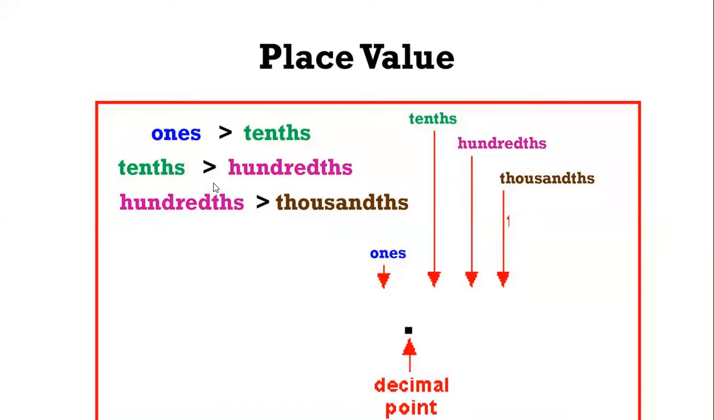In support of this, I would like to give some examples. 32.86. 3 in the tens place becomes 30. 2 in the ones place will become 2. Decimal is already there. 8 means 8 by 10. 6 means 6 by 100.